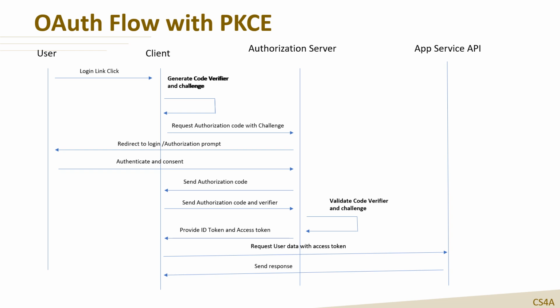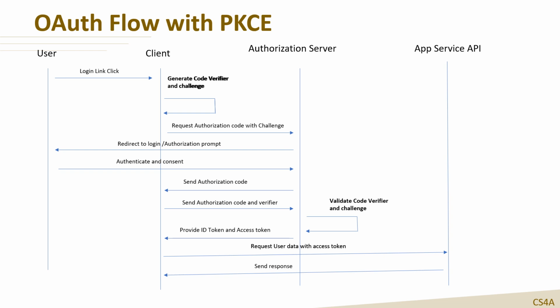If the access token is not there, it redirects to the login page, and at the time of the login page, the client generates a code verifier and a challenge. Code verifier is simply a random string, and challenge is the hash of that random string. And then it sends the request for the authorization code with the challenge. The authorization server maintains the challenge on the authorization server side, and it redirects to the login and authorization prompt. And then the user authenticates and gives consent.